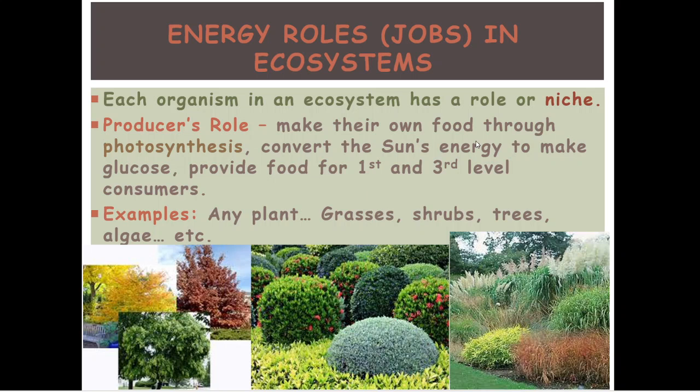All right, so there's a couple roles or jobs in an ecosystem that we've talked about a little bit. Each organism in an ecosystem has a role, or like we learned, a niche, right? A certain place that they can only occupy. A producer's role is they make their own food through photosynthesis. So those are our plants, things on the ground, and they convert the sun's energy to make glucose. And you'll see in a minute, they will provide food for the first level consumers, okay? Some examples are any plants, grasses, shrubs, trees, and in the ocean, algae.